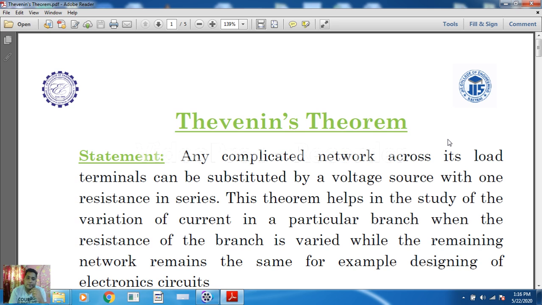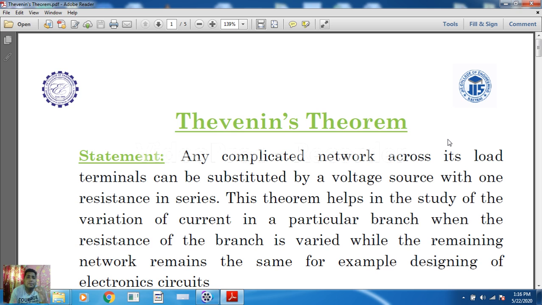In this theorem, first we will see where and when we can use it, what the steps to solve it are, what the utility of this theorem is, and if there are any limitations of the theorem. So first, the concept: why are we going to use this theorem?